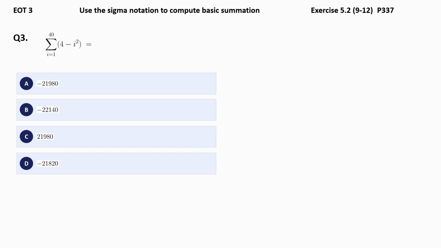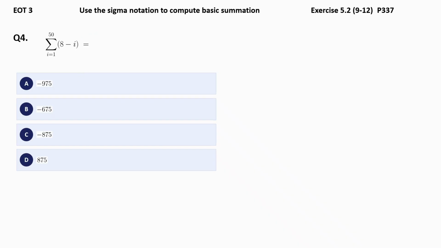Same way, you enter directly in the calculator. Be aware to enter the square. Don't forget the square. You will get option A as the right answer. Up next, question number 4. Your answer is option C, negative 875.